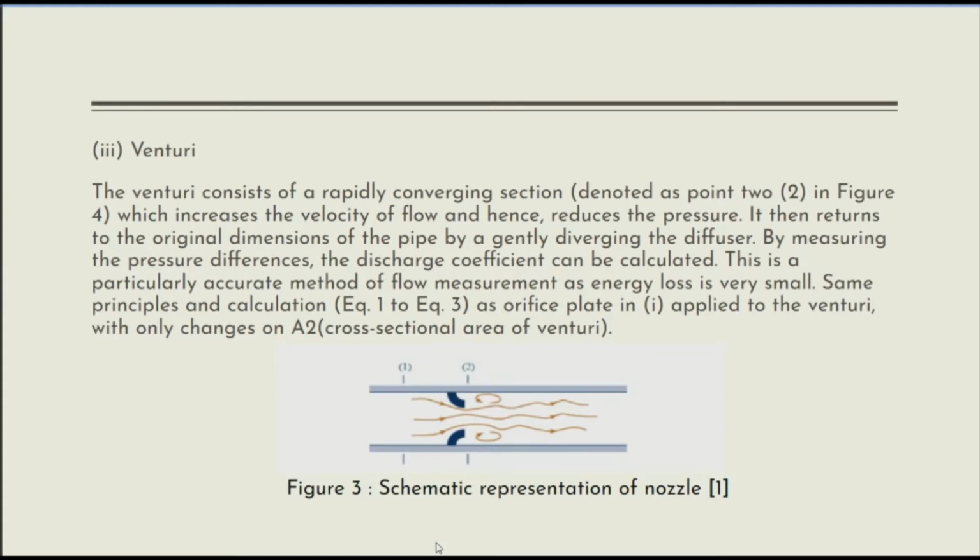Same principle and calculation of equation 1 to equation 3 that we have seen just now. It is the same as the orifice plate in 1 applied to the venturi, with changes only on A2, which is the cross-sectional area of the venturi.